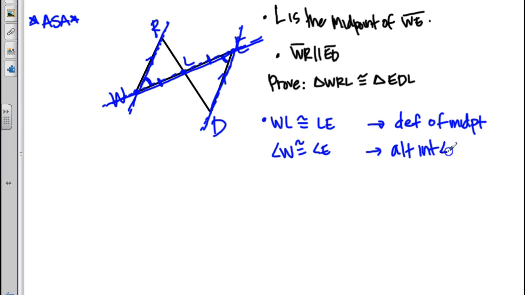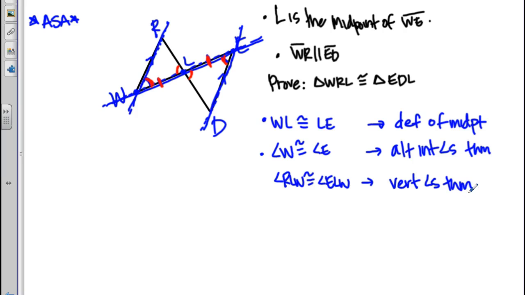Alternate interior angles theorem. This is kind of cool. All right, so look what I have now. I have angle, side. Now, if I want to prove this triangle, I need this angle right here. I have angle, side. I need these two angles right. Hey, what are those two angles? Yeah, those two angles are vertical angles. We know they're congruent, don't we? This is awesome. All right, so angle RLW is congruent to angle ELW because vertical angles are congruent.